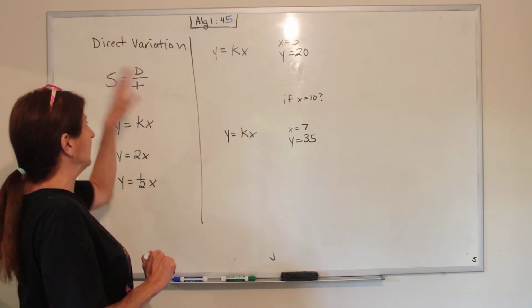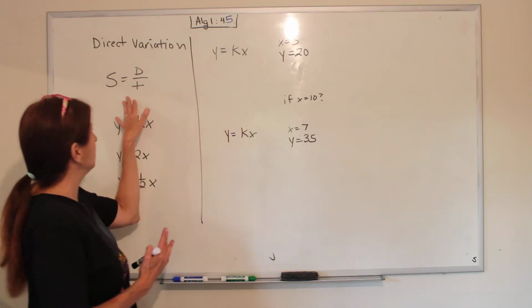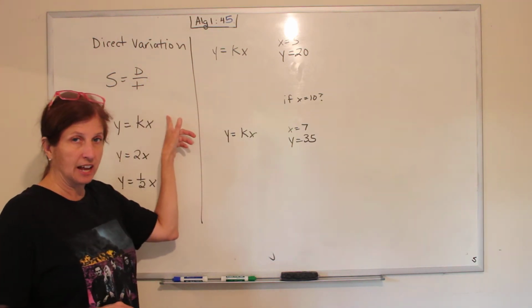There are certain things in an equation that vary directly and inversely. So this is the formula for speed. Speed equals distance over time.